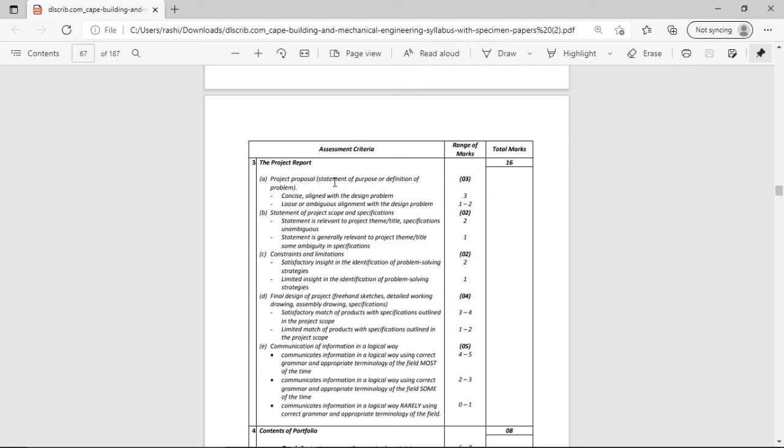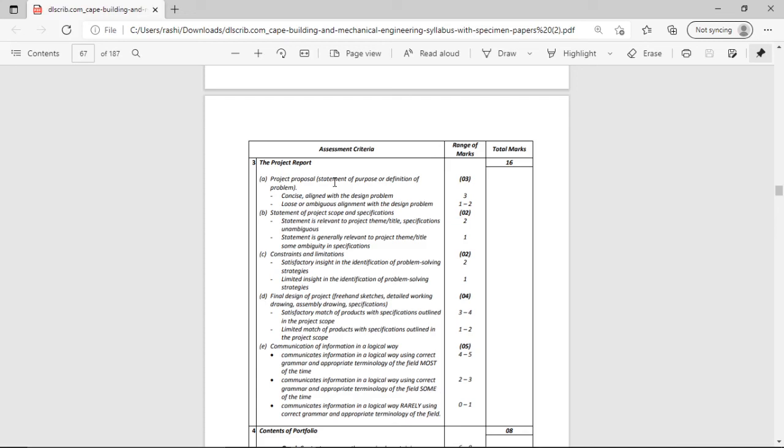You know, probably you wanted to do some more research on a different type of building style, but you could not find that much information on it. Because of that, that was a limitation and a constraint. So you discuss those, and you get 2 marks for doing so. Next is the final design of the project.